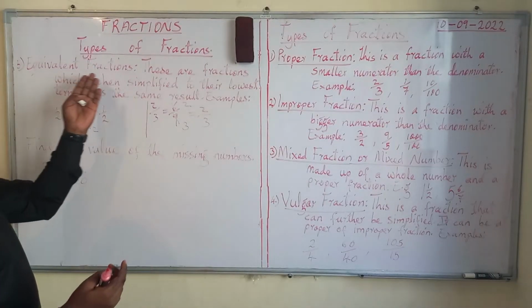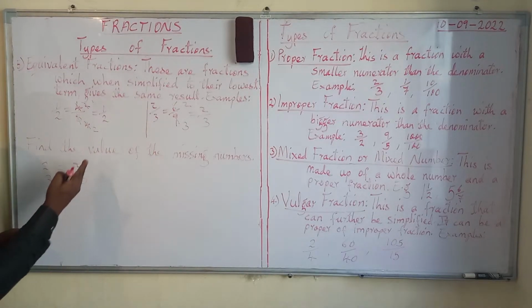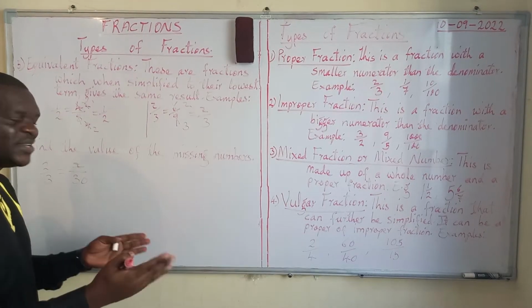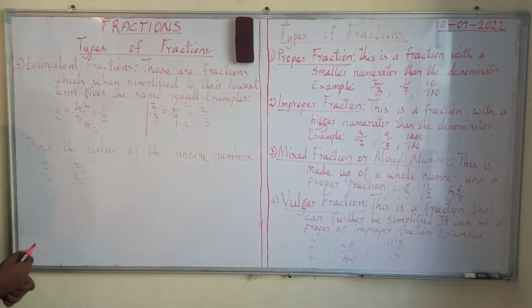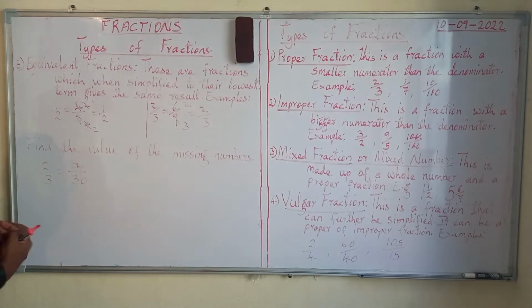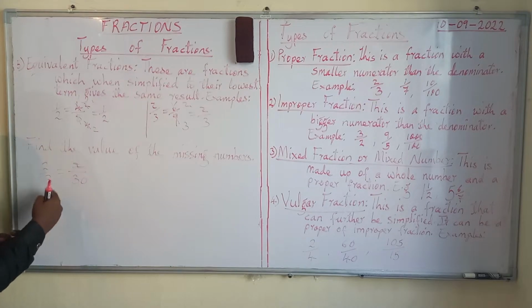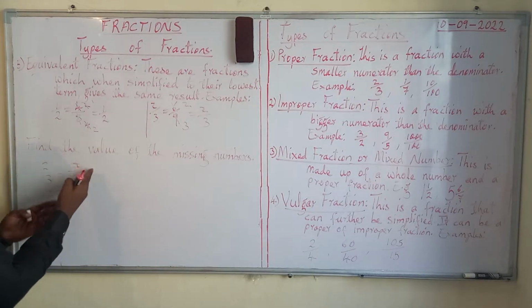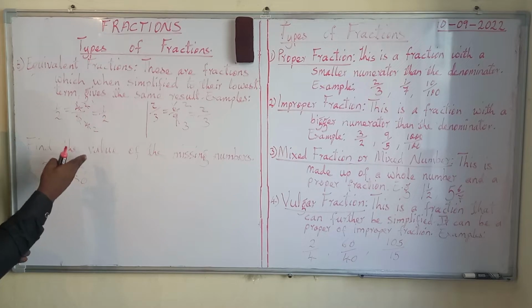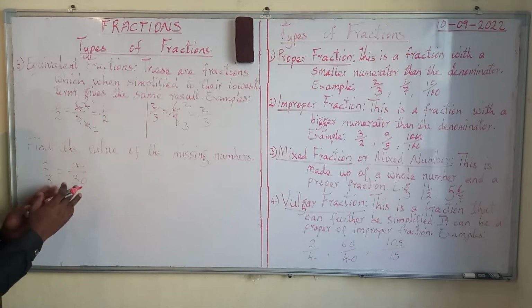Still under equivalent fractions, you may have a question as such. Sometimes the number is missing and they're asking you to find the value of the missing number. In this case, they are telling us that 2/3 is the same as a fraction here. It means these two fractions are equivalent. How do you find the missing value? And the missing value here is x. So what do you do as far as this is concerned?